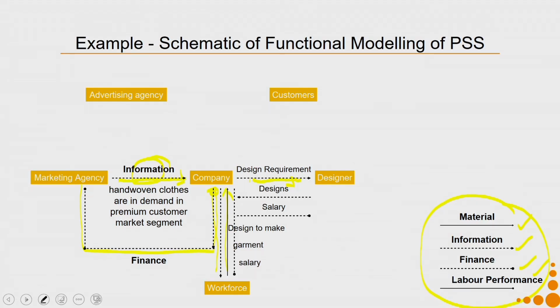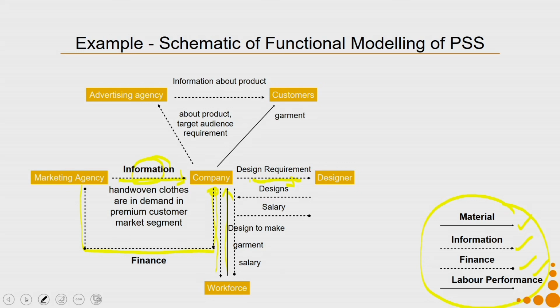So my company now has the garment, which is the material, so it has to flow somewhere. First the company passes on information to an advertising agency about the product, the target audience they want to reach with that product, and the requirements. As a result, the advertising agency will make an advertising campaign, and that information about the product will be passed on to the customer. Because of which the customer will want to buy the garment, and then the company can sell them the garment.